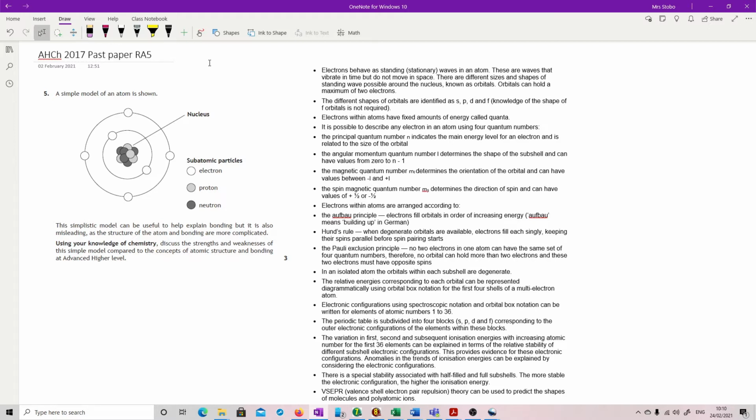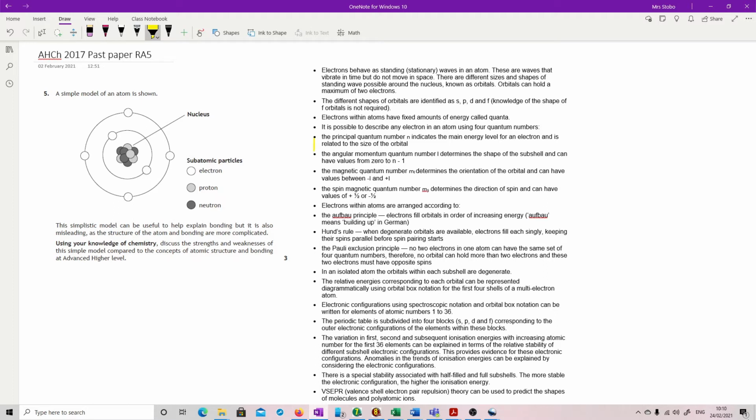Now, where you go with this is obviously there's lots of ways you could go, because how you set this up is going to be very specific to you. So what I've done is I've pulled from this side. What I've got here is basically everything about the atomic structure and bonding in the content statements.